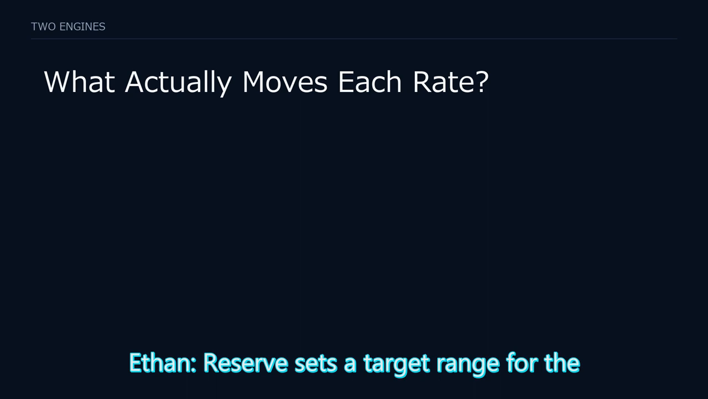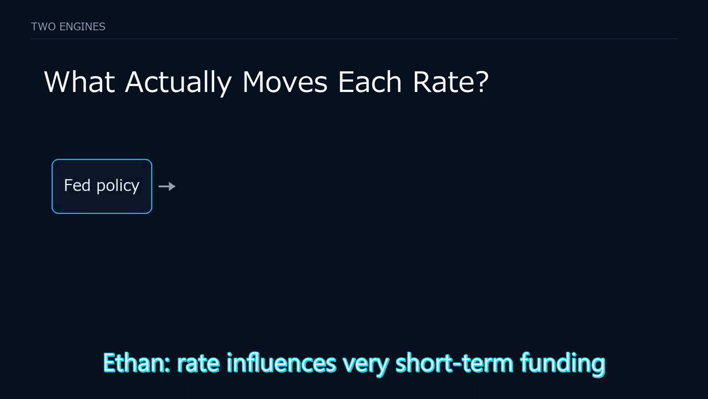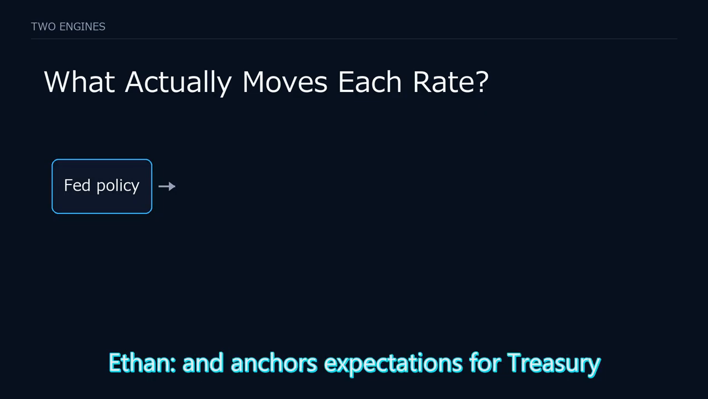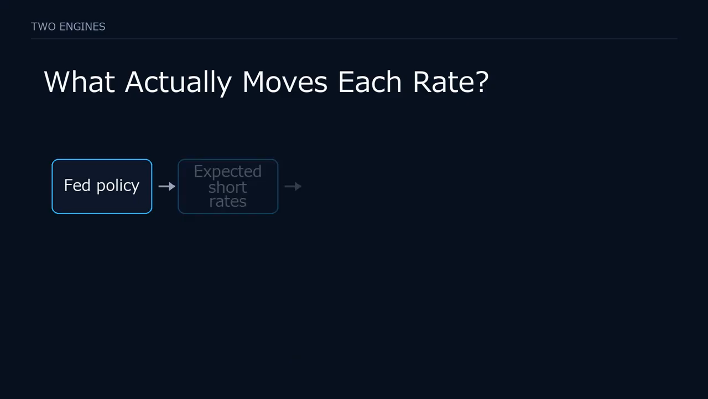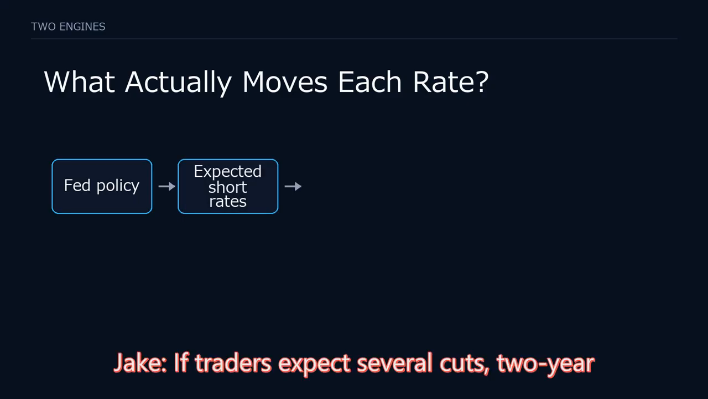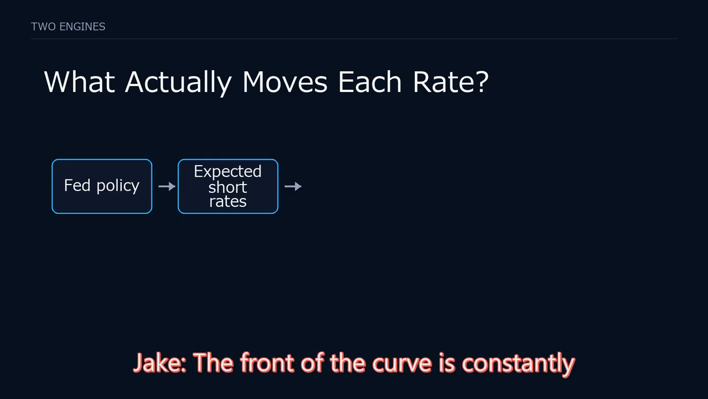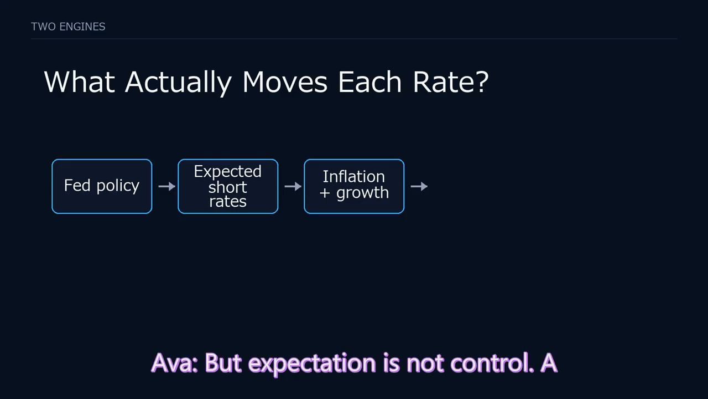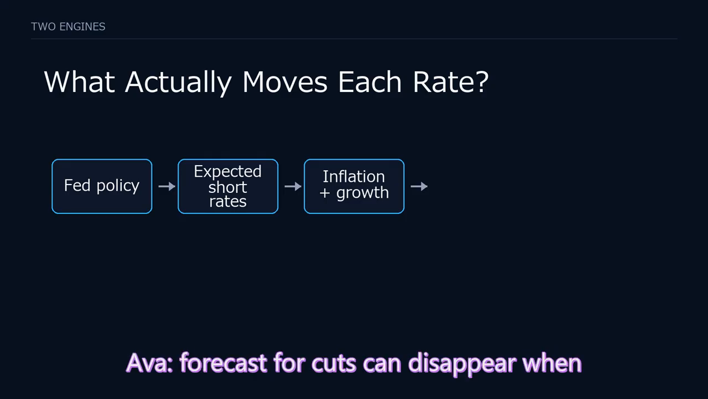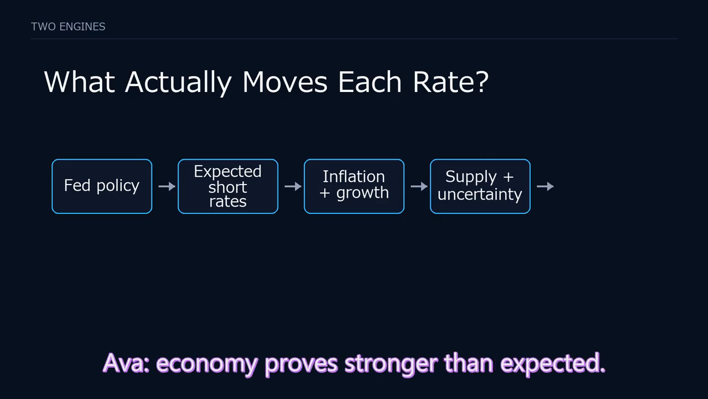The Federal Reserve sets a target range for the overnight federal funds rate. That rate influences very short-term funding and anchors expectations for Treasury bills and other short maturities. If traders expect several cuts, 2-year yields can move before the Fed acts. The front of the curve is constantly repricing the likely path of policy. But expectation is not control. A forecast for cuts can disappear when inflation remains persistent or the economy proves stronger than expected.